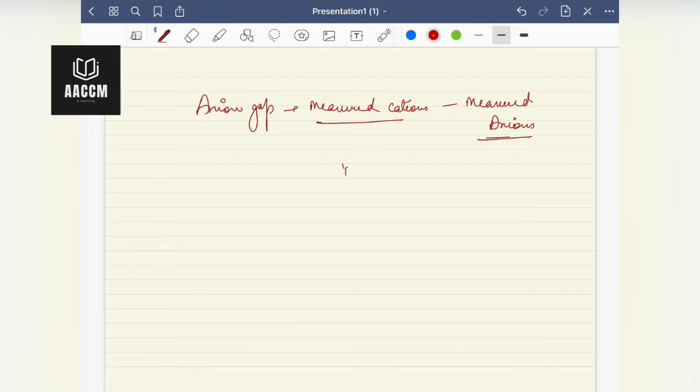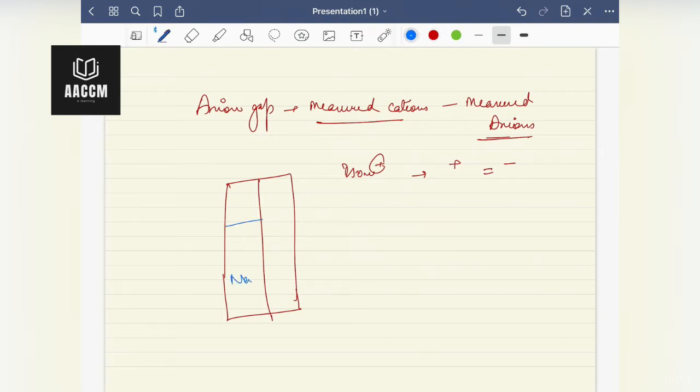As we all know, to maintain isoelectric neutrality in the body, the total number of cations should be equal to the total number of anions. Now, if we see, this is a cell, the predominant cations in the body are sodium and potassium. The predominant anions in the body are chloride and bicarbonate.